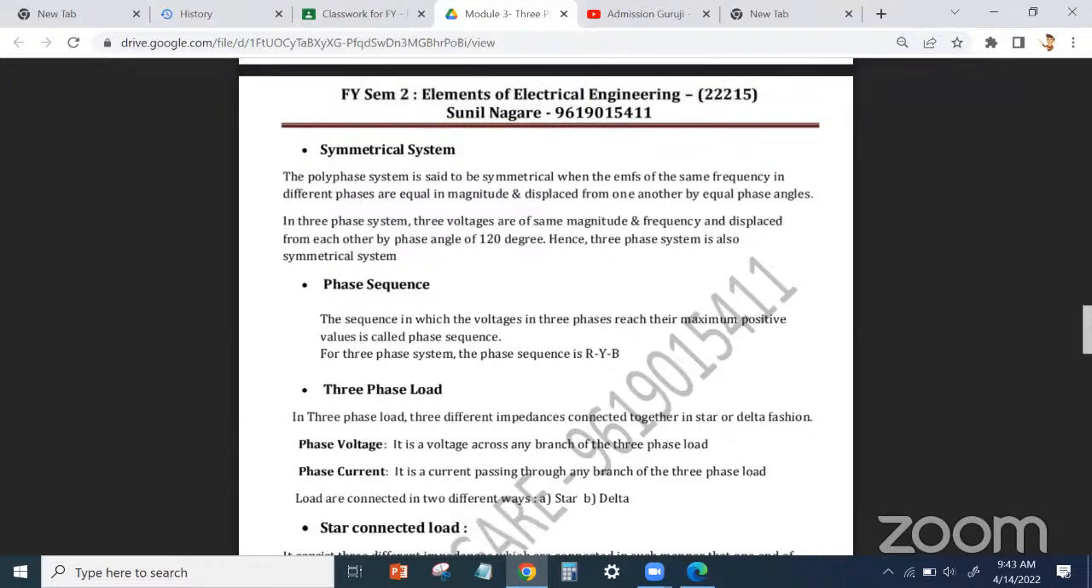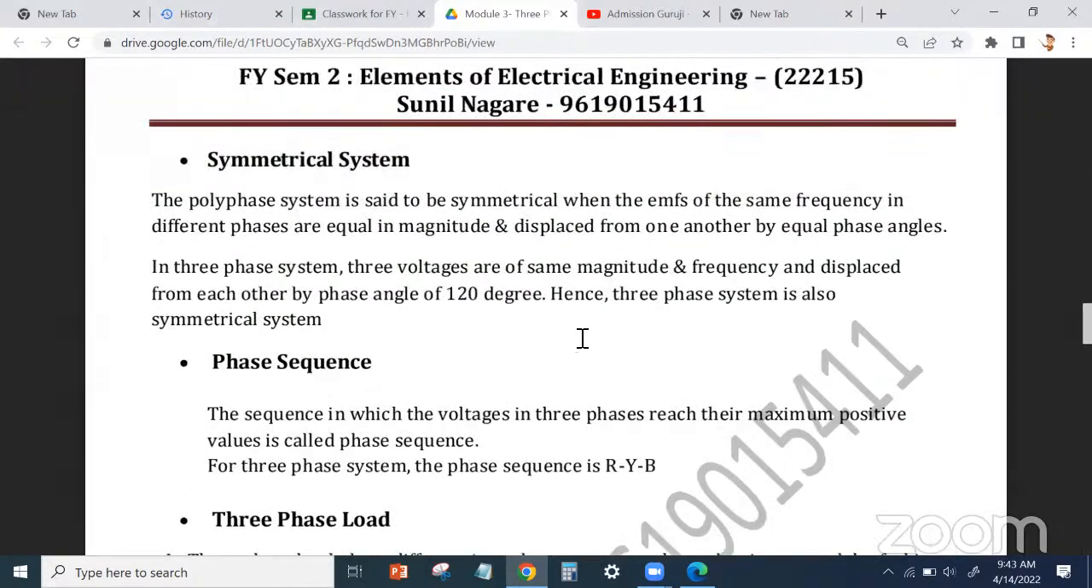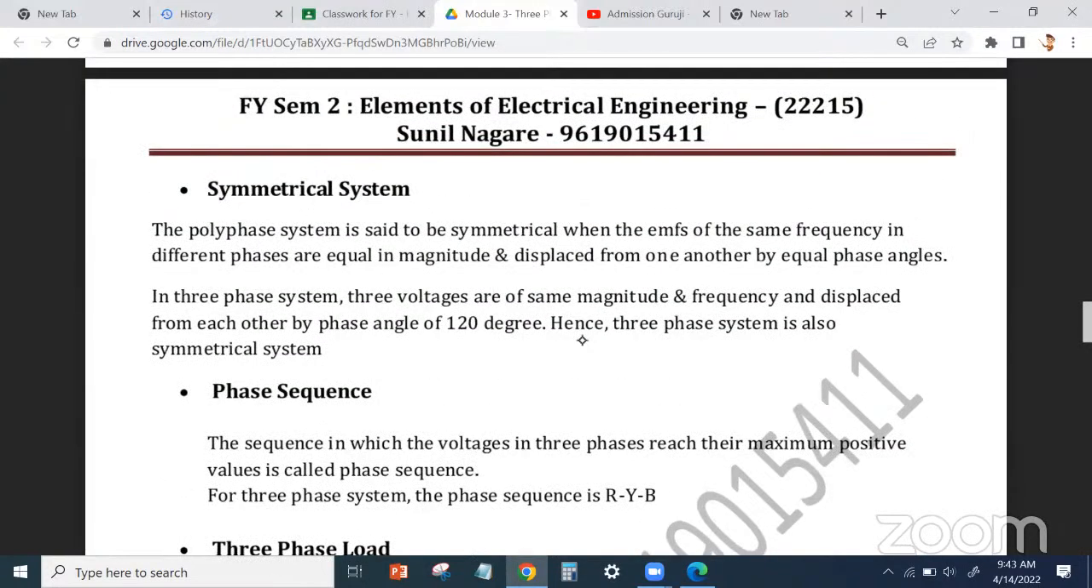Then we have symmetrical system. इसके बाद क्या है? That is a symmetrical system. So in the exam they may ask you what is a symmetrical system. See, the polyphase system is said to be symmetrical when the EMFs of the same frequency in the different phases are equal in magnitude and displaced from one another by equal phase angles.